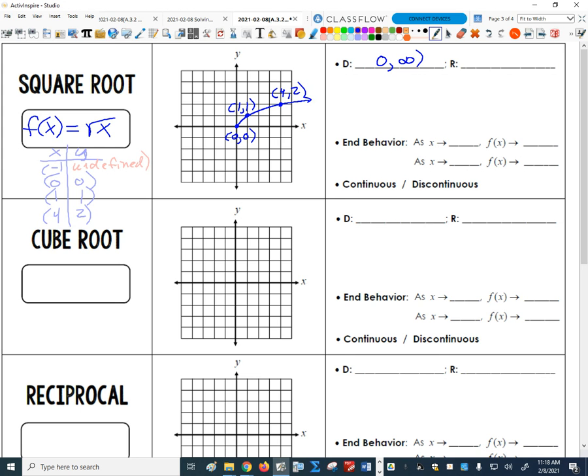Do I include the 0? Do I need a bracket? B for bracket, P for parentheses here. Yeah, it's a bracket, isn't it? Because the ant could have an x value of 0. And so there's my domain. What about the range? Well, the range is really similar, isn't it? It starts at 0 and goes up forever. So it'd be bracket 0 infinity parentheses for my range. That looks terrible.